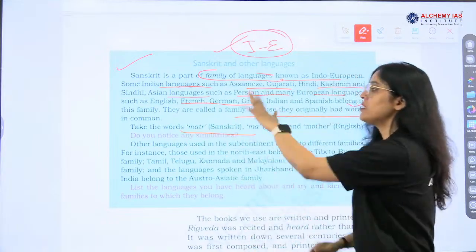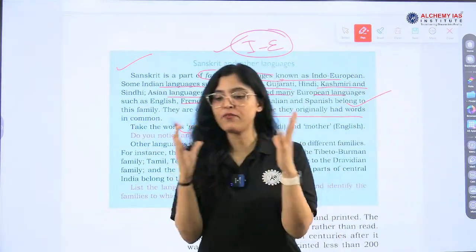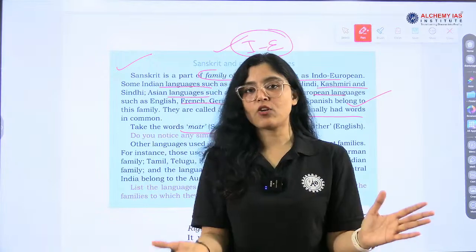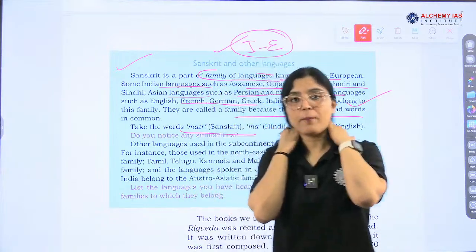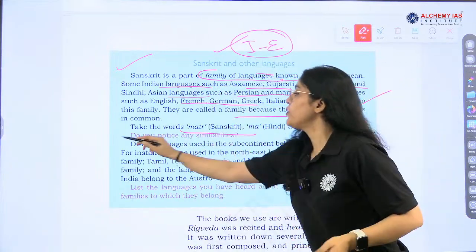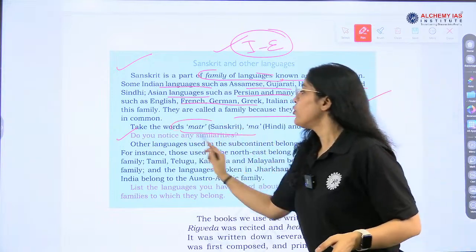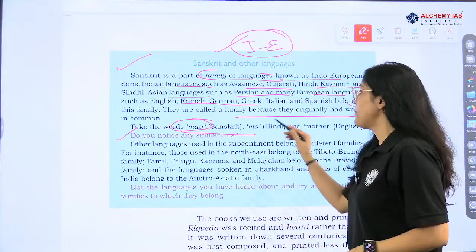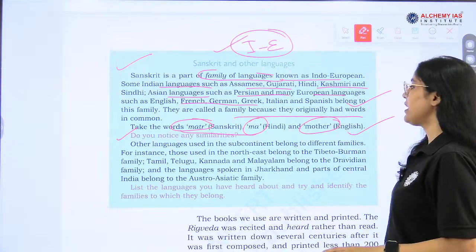And then why do they belong to the same family? Because many things are common, many words are very common, that is why we say. Okay, do you notice any similarity? See, the word matra in Sanskrit, ma in Hindi, mother in English, right.